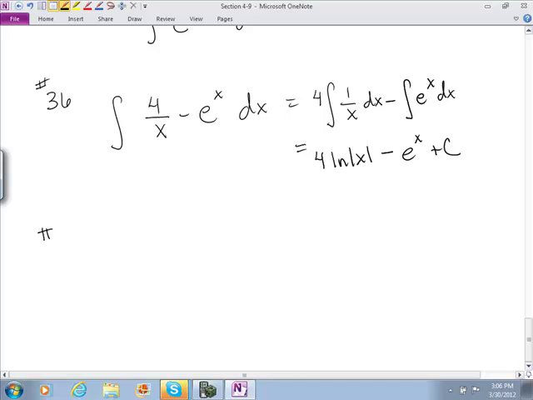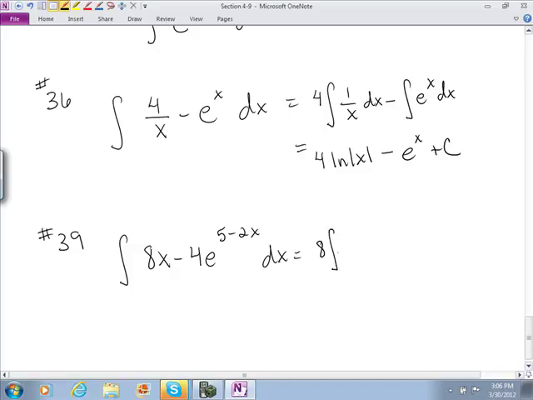All right, so here's number 39 from your homework. The antiderivative of 8x minus 4e to the 5 minus 2x dx. So again, you can split this up and think of them separately. And the constants can come out in front so they don't stress you out.